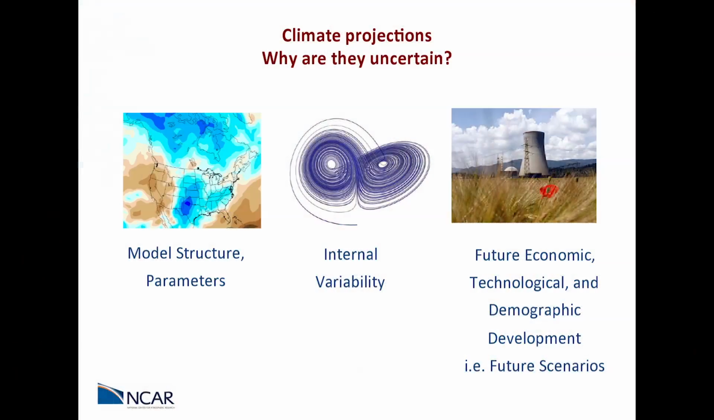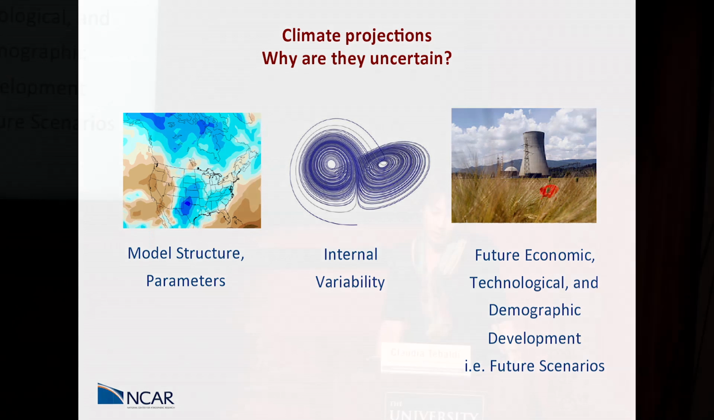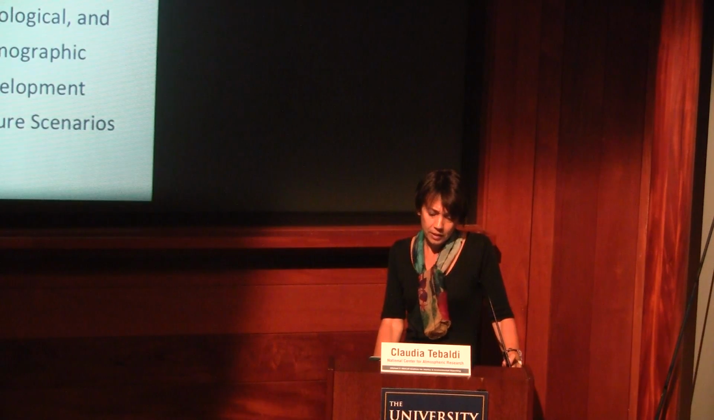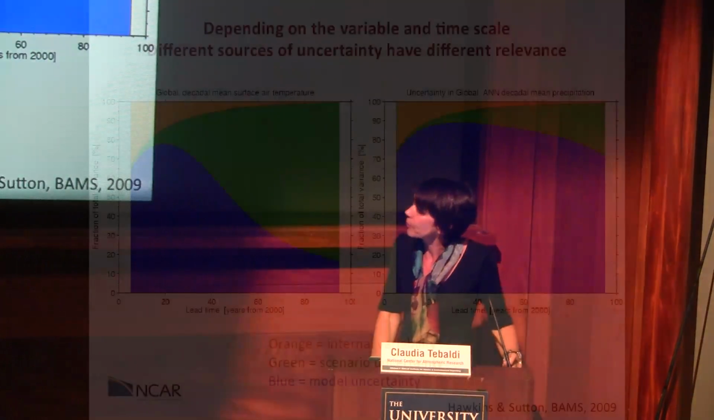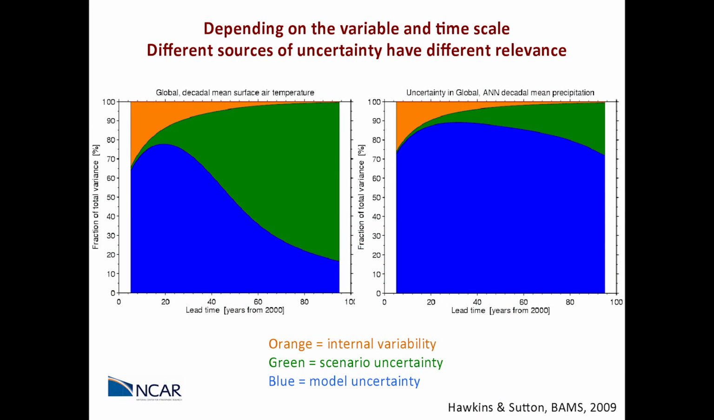And so there are these three sources of uncertainty: model structure, internal variability, and there is that Lorenz system there to remind you of the chaoticity of the system, and the future of our economic and technological and demographic development. And let me skip this slide. I just want to touch upon these different sources of uncertainty: model, internal variability, and scenario.